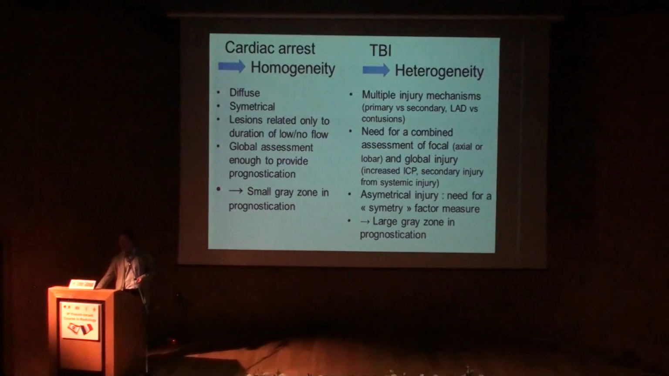Why? You have multiple injury mechanisms: primary, secondary, diffuse axonal injury, concussion. And the lesions are often asymmetrical. So determining asymmetry on images is something extraordinarily difficult, and we don't have a perfect solution at the present time.